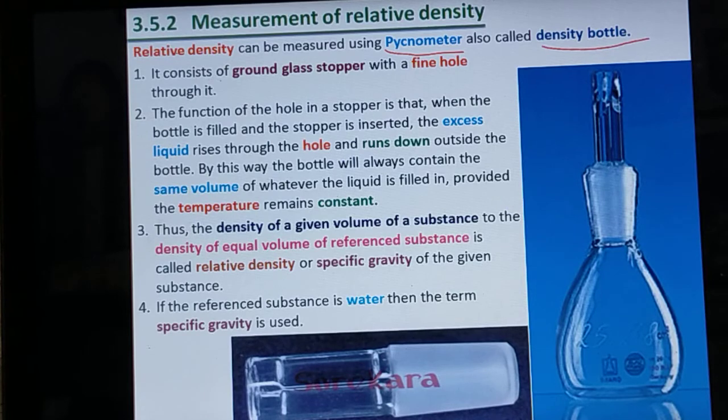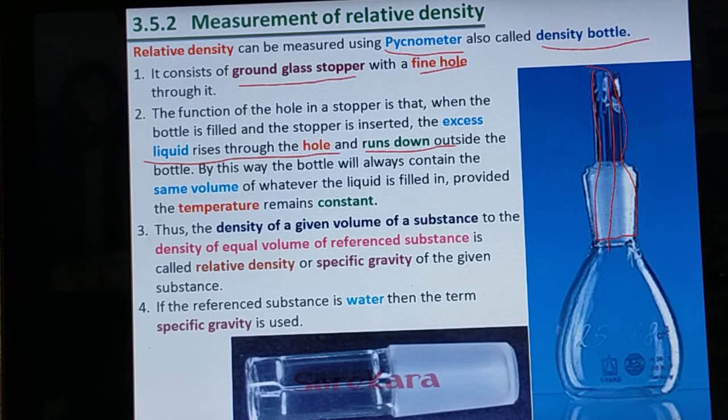First point, it consists of a ground glass stopper with a fine hole. This is the stopper we have inserted into the flask. At the center of the stopper, there is a fine hole. Point number 2. The function of the hole in the stopper is that when the bottle is filled and the stopper is inserted, the excess liquid rises through the hole and runs out.